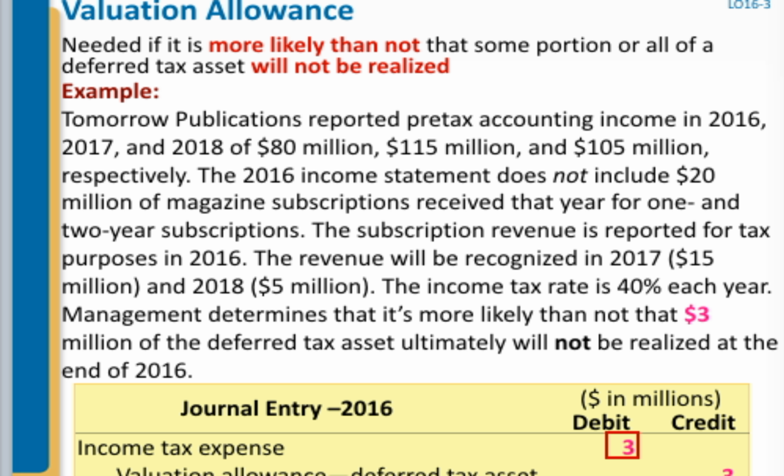All right, let's take a look at this example for valuation allowance. So this is when we talk about an asset, and this can be true for a liability as well. But basically, what we're doing here when we talk about deferred anything is we're kind of predicting into the future.